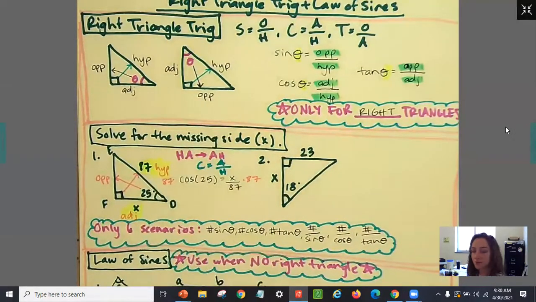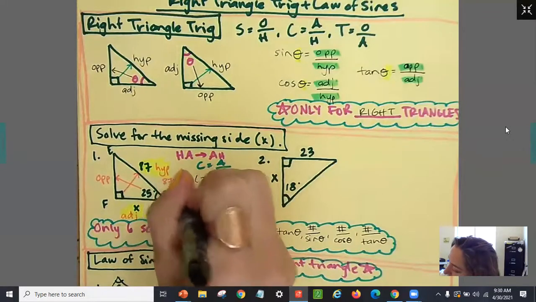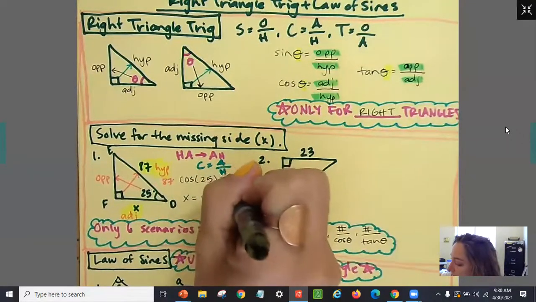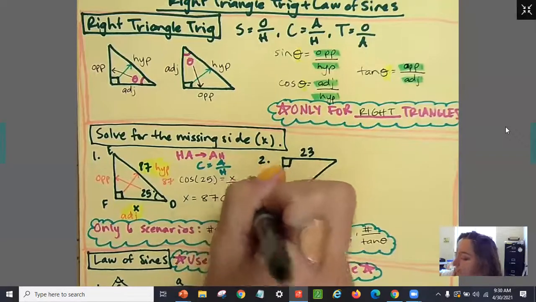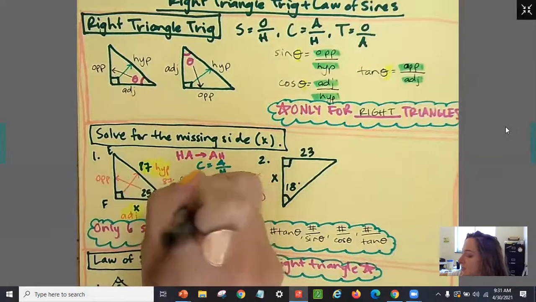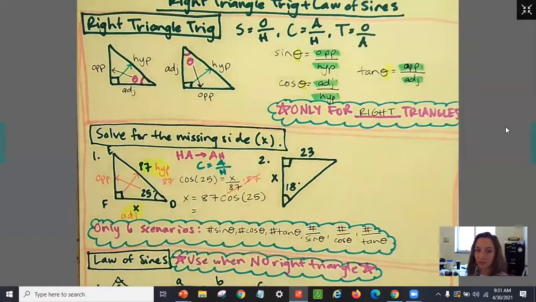Okay, now that I've multiplied both sides by 87, these are going to cancel out. So we're going to get x equals 87 times cosine of 25, which we can just write 87 cosine of 25. So now we just need to go see what this is equal to. So we're going to type this into a program and see what that is.